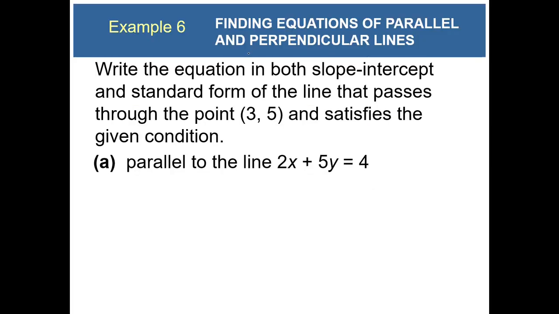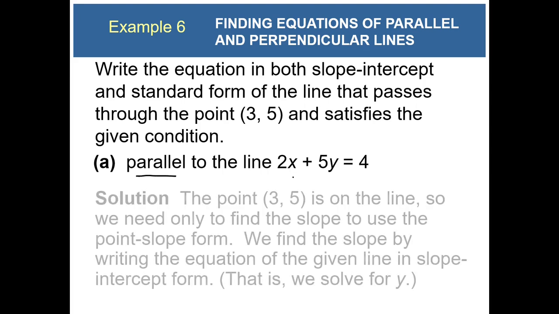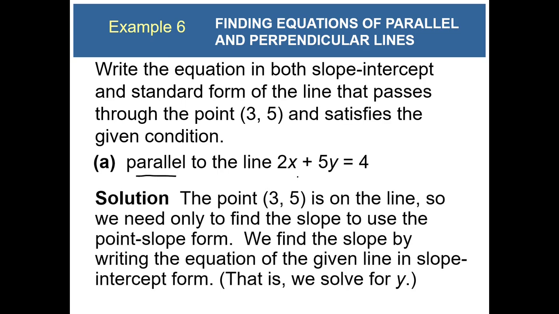Example 6. Write the equation in both slope-intercept form and standard form of the line that passes through the point 3, 5 and satisfies the given condition. We want our line to be parallel to the line 2x plus 5y equals 4. The point 3, 5 is on the line, so we need only to find the slope to use the point-slope form. We find the slope by writing the equation of the given line in slope-intercept form, that is, we want to solve for y first.